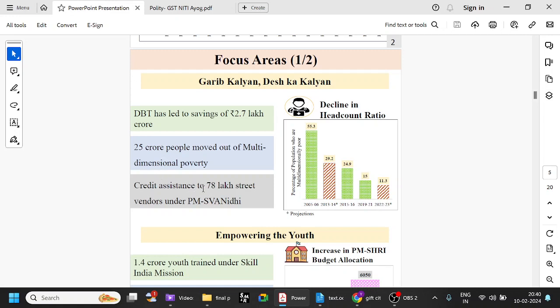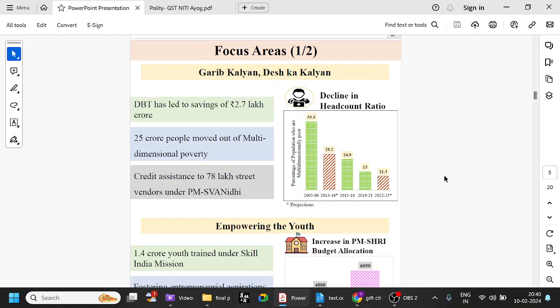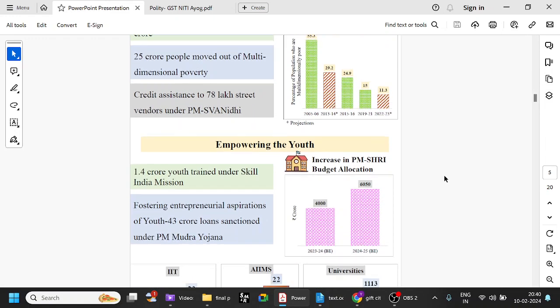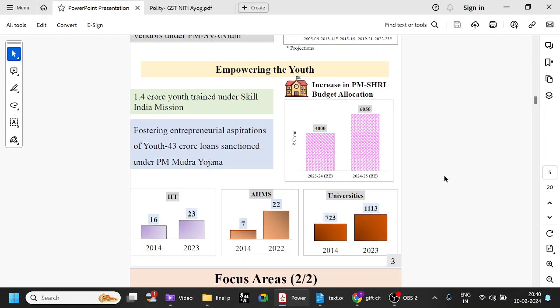And credit assistance to 78 lakh street vendors under PM Swanidhi. For poverty elimination, PM Swanidhi is an important scheme, and 78 lakh street vendors have been given credit assistance under Swanidhi. Remember all these things. When it comes to youth empowerment, 1.4 crore youth were trained under Skill India Mission, one of the flagship schemes of the government to provide skill development for youth. And 43 crore loans have been sanctioned under PM Mudra Yojana.